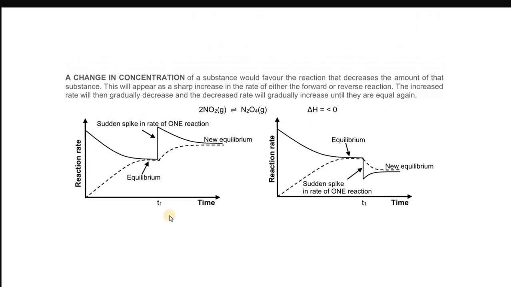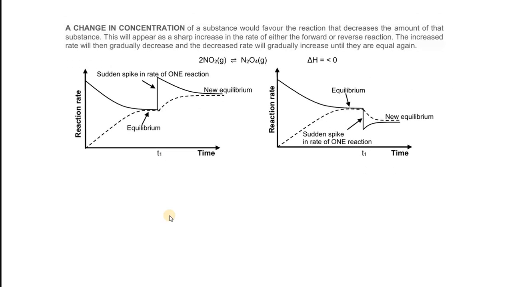So let's look at what happens if you change concentration. Let's see how the reaction rate time graphs are going to look. Remember that the reaction rate time graphs show the forward and the reverse reactions. So here is a spike. What does this sudden spike tell you? This means that you added something.